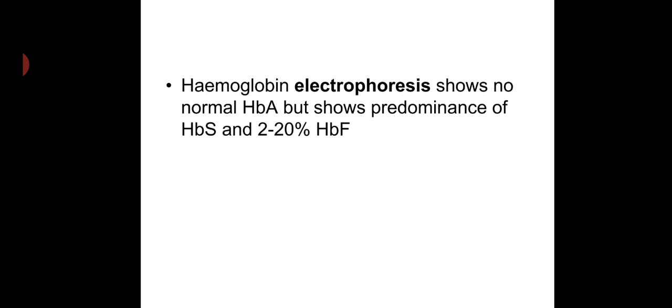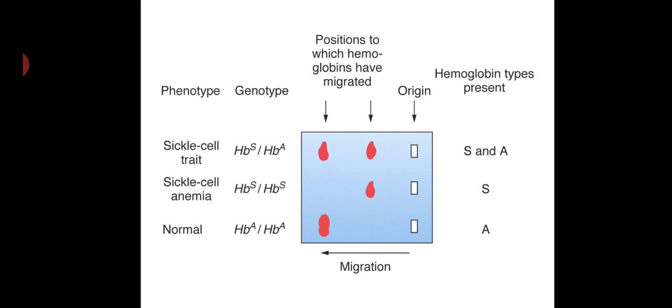Then you can go for electrophoresis also. The hemoglobin electrophoresis will show no normal hemoglobin A, but show predominance of hemoglobin S and up to 20% of fetal hemoglobin. So this is a band of electrophoresis.